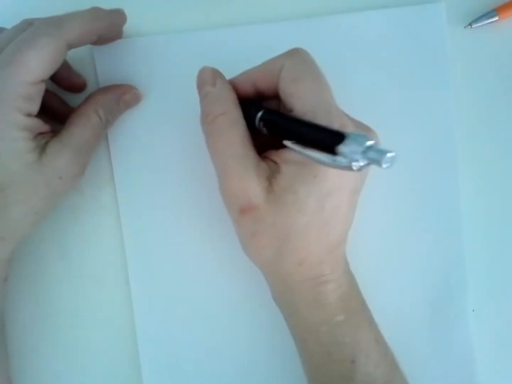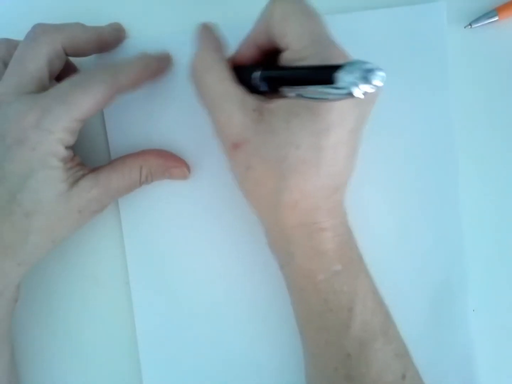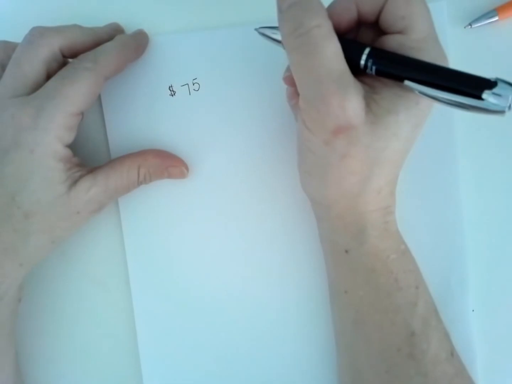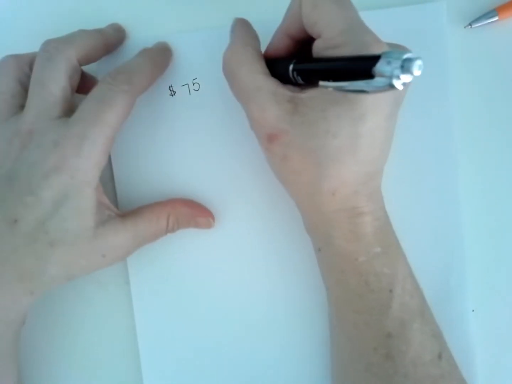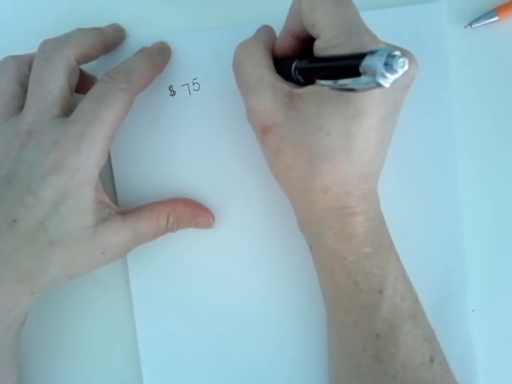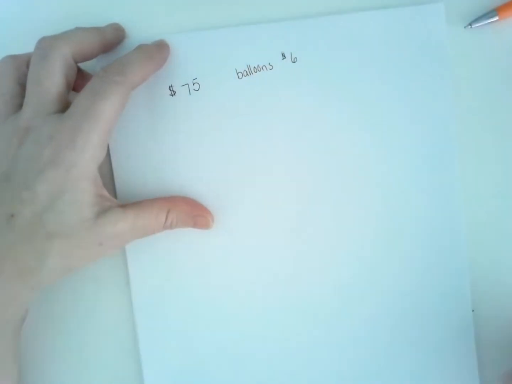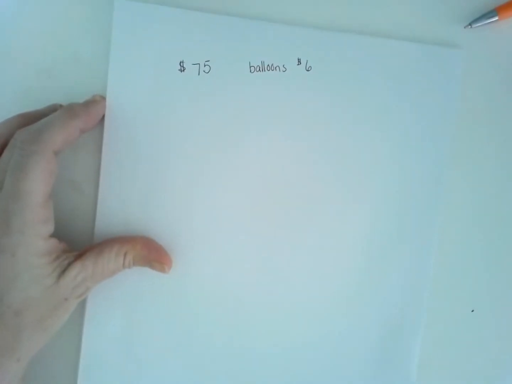Jackson is buying balloons for a party. Balloons cost $6 per bunch. How many bunches can he buy with $75? Okay, so Jackson has $75, and the balloons cost $6 per bunch. How many bunches can he buy?